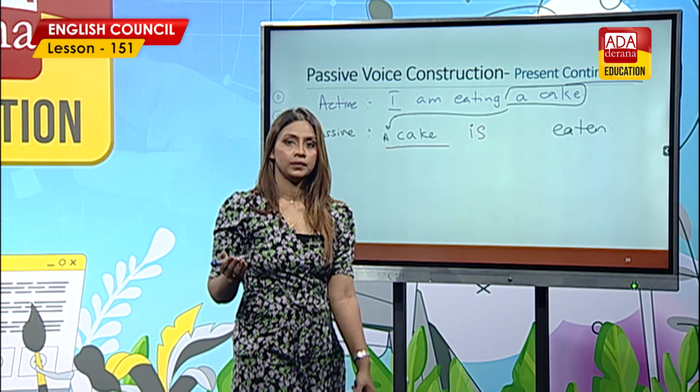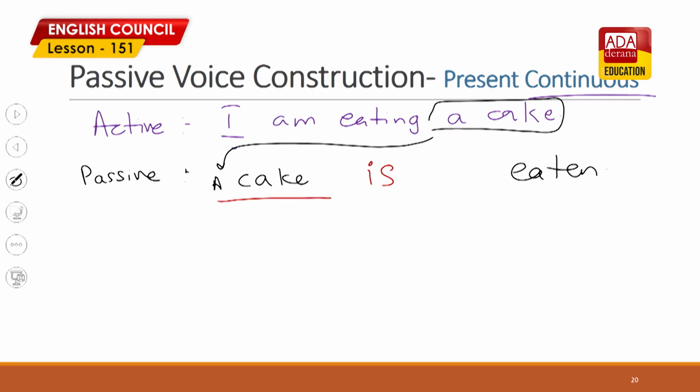Look at the screen. This is the simple present construction I've written. I'm talking about this construction. A cake is eaten is the passive construction of simple present.